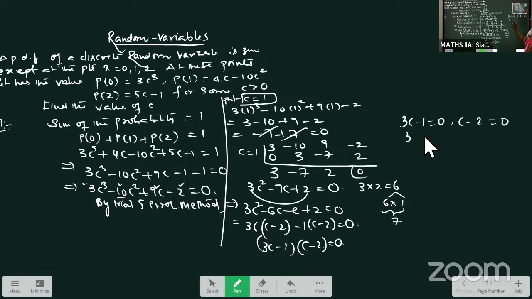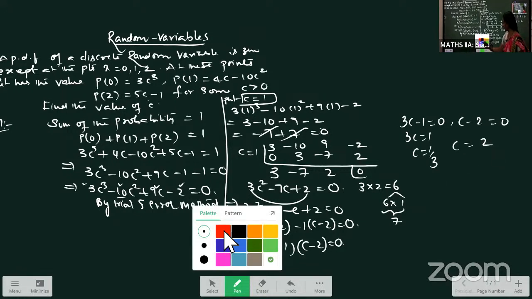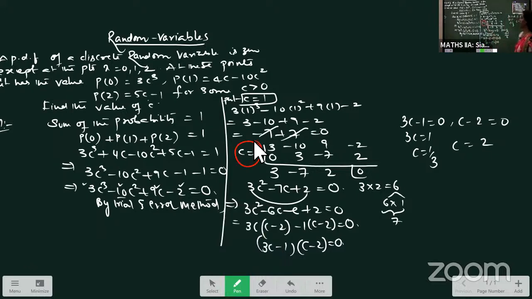So 3c is equal to 1, c is equal to 1 by 3, and c is equal to 2. Here, how many values do you have for this? c is equal to 1, we have that. c is equal to 3, we have that. c is equal to 2, we have that. Of all the three, only one c is correct. Only one c we have to take for now.